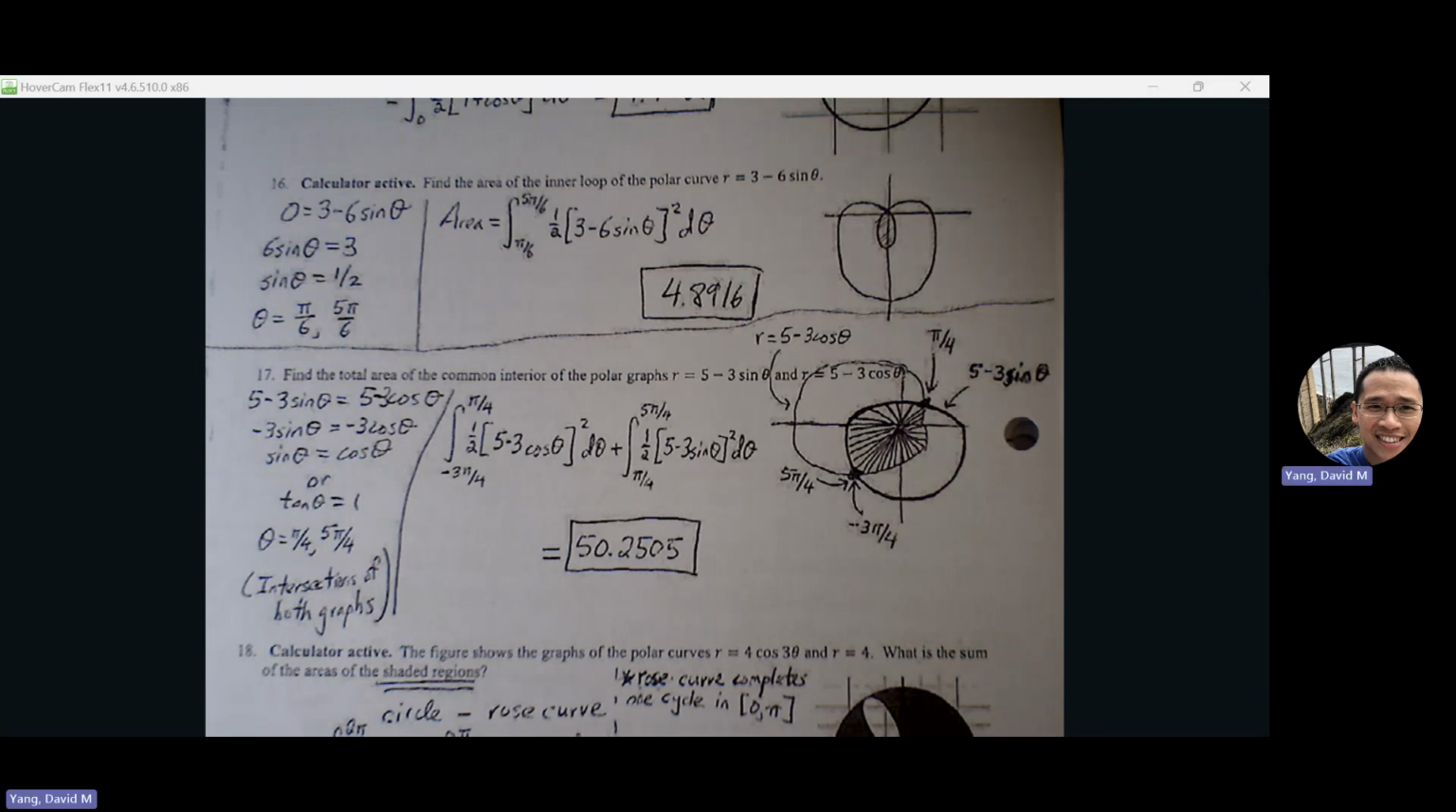17. Anytime we're looking for common interior, we always want to start off with intersection. That's important for us to build off of the intersection. So the intersections we can find by setting the two equations equal to each other. Sine is equal to cosine when we're in the first and third quadrants, pi over 4 and 5 pi over 4.